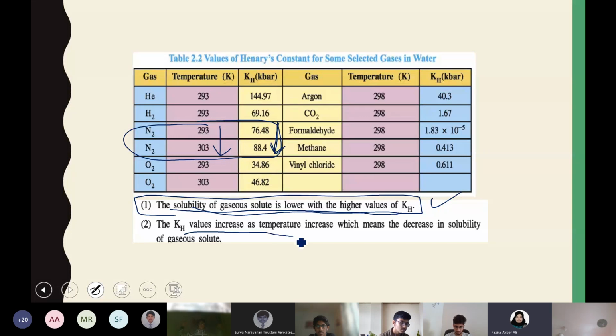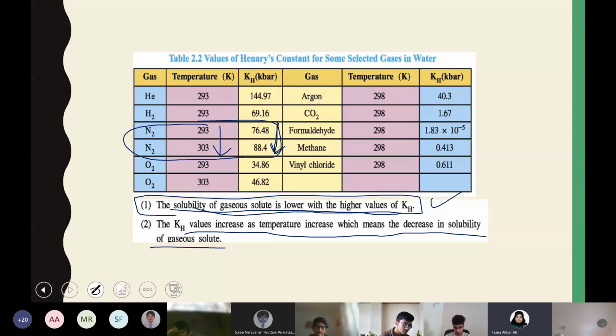KH value increases with an increase in temperature, which means there is a decrease in solubility, because we already discussed that when temperature increases, solubility decreases. For any gaseous solute dissolved in a solution, when the temperature increases, the gas gains more energy and tries to get back to the normal gaseous state, not the dissolved condition. So solubility decreases with temperature, and that is clearly observable in terms of the KH value.